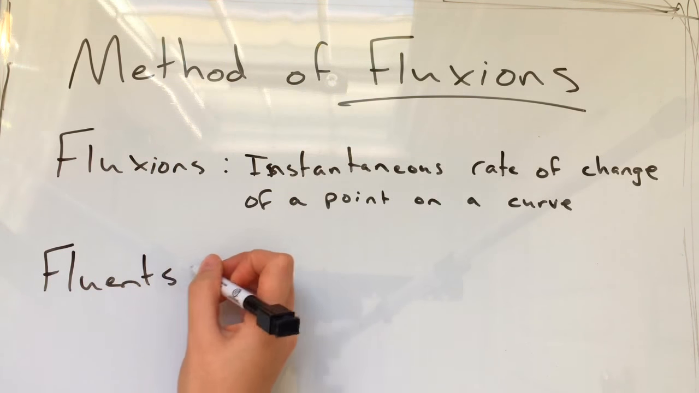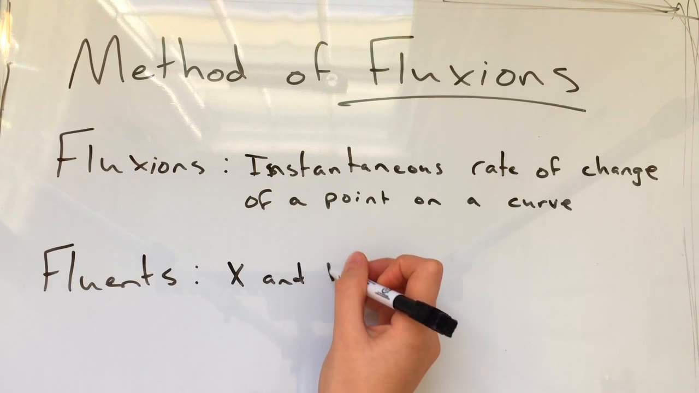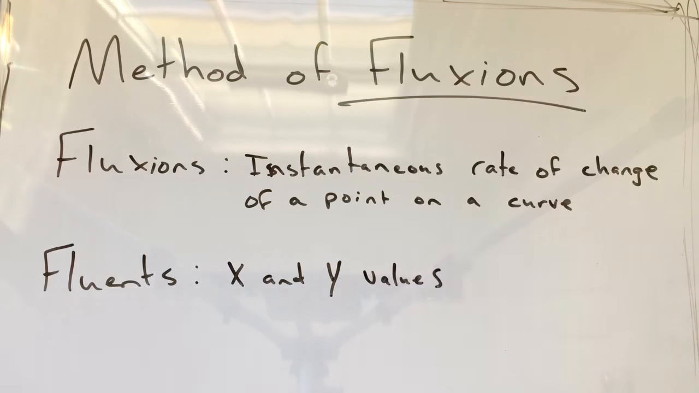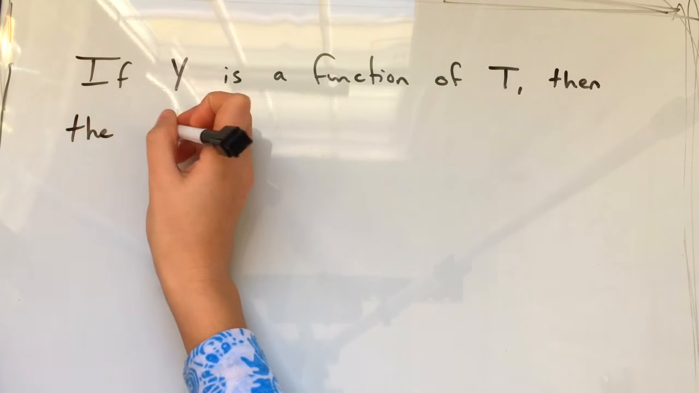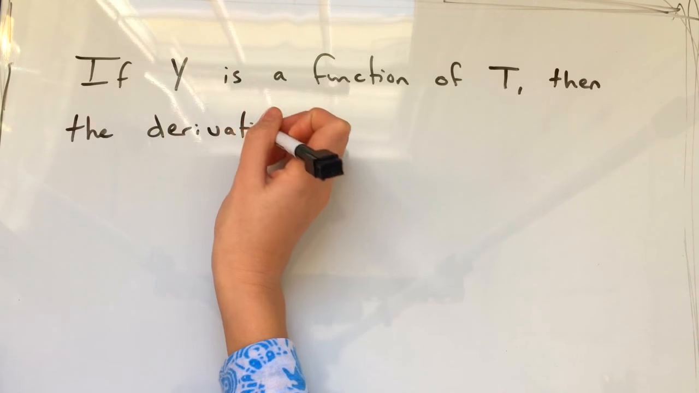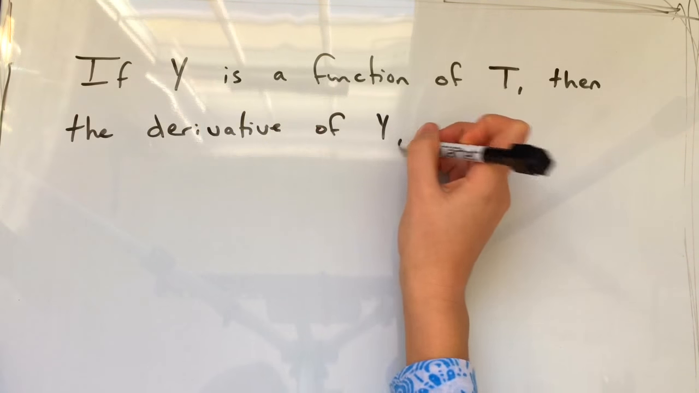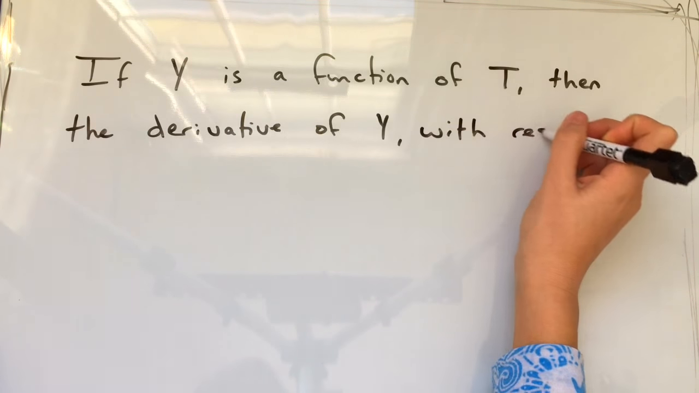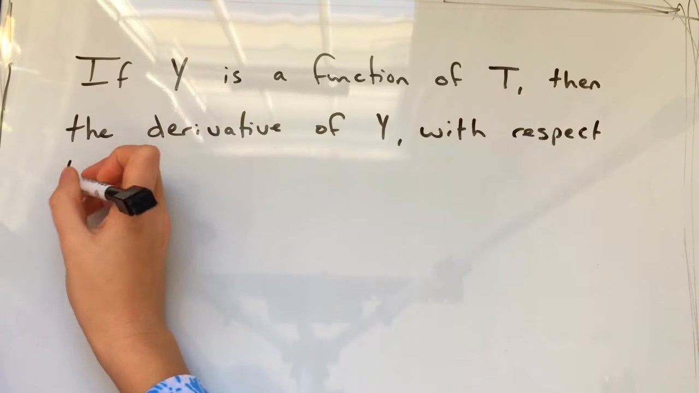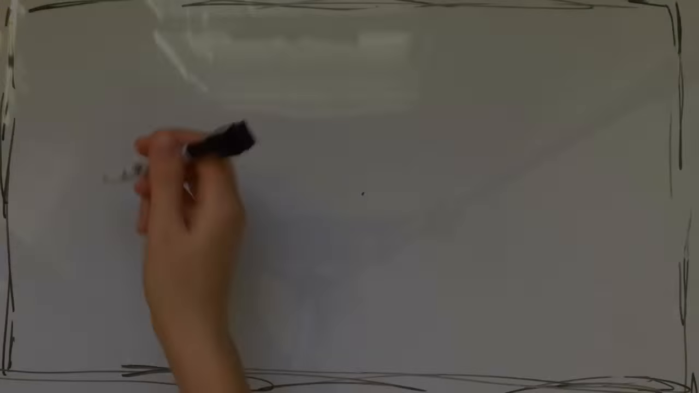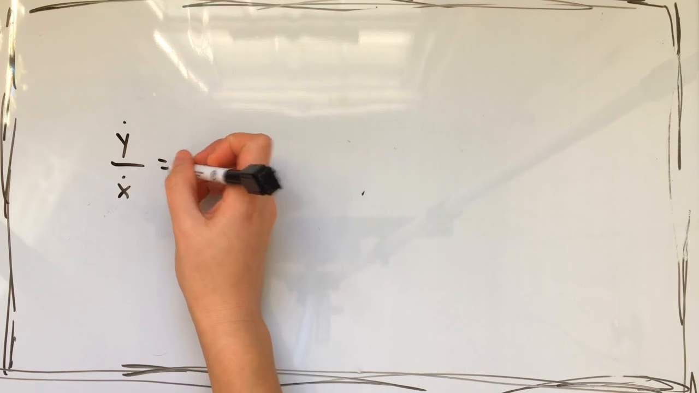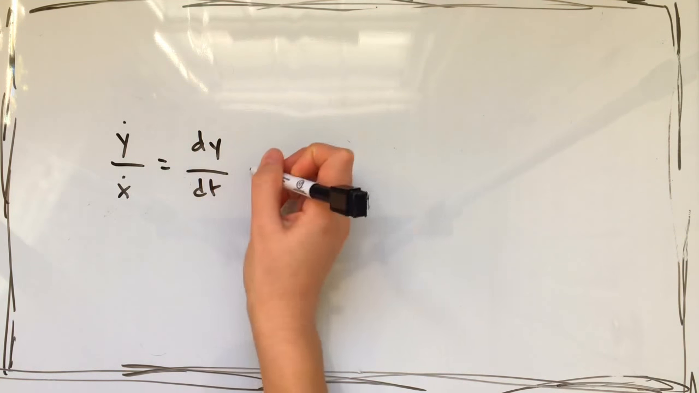The fluxions are the instantaneous rate of change of a point on a curve, and the fluents are the x and y values. It could be defined as: if y is a function of t, then the derivative of y with respect to t is y with a dot over it. This is called dot notation, which is the notation he used to define terms. His dot notation is the equivalent of what we use today, which is y prime.